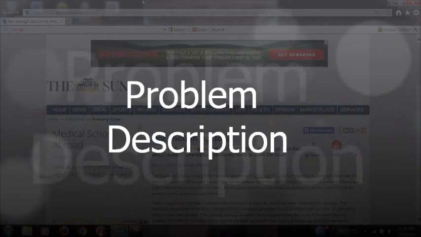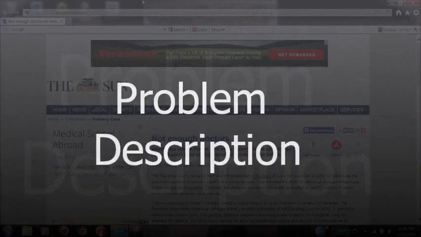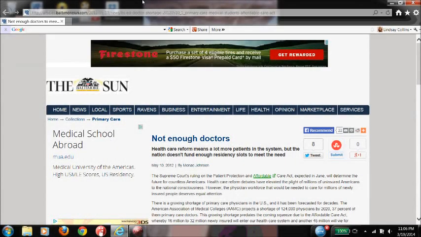First, we need to describe the problem that this project is going to be dealing with. This article on the screen is talking about how there's not enough doctors in the healthcare system currently. According to this article, the Health Care Act has created a large number of patients, but has also at the same time reduced the number of doctors that a hospital is allowed to hire at once.